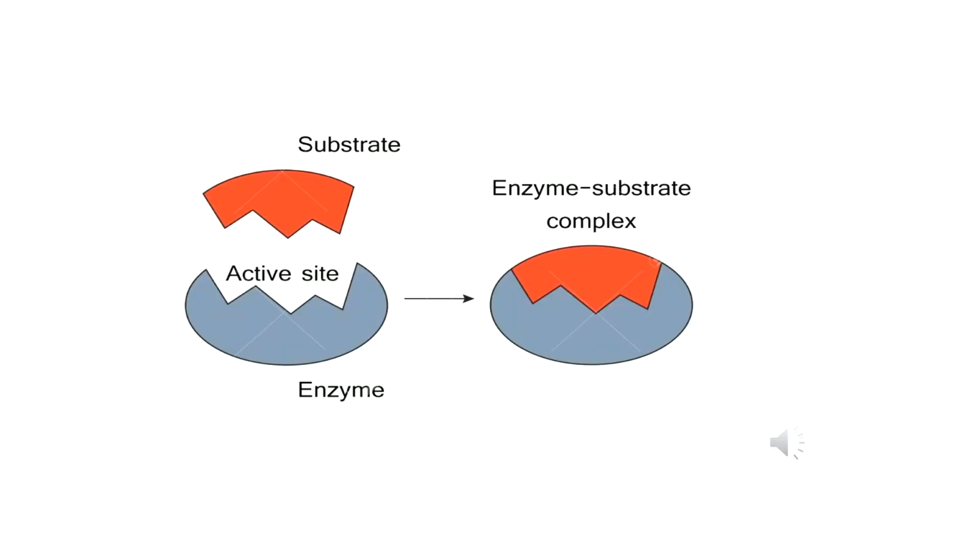So this is the structure of enzyme. The enzyme has an active site. The active site means where the substrate will bind. The substrate will bind to the active site of the enzyme and form an enzyme substrate complex. After that, the enzyme substrate complex is converted into product by the release of free enzyme.